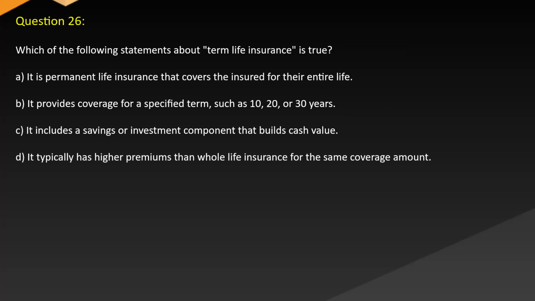Question 26. Which of the following statements about term life insurance is true? A. It is permanent life insurance that covers the insured for their entire life. B. It provides coverage for a specified term such as 10, 20, or 30 years. C. It includes a savings or investment component that builds cash value. D. It typically has higher premiums than whole life insurance for the same coverage amount.